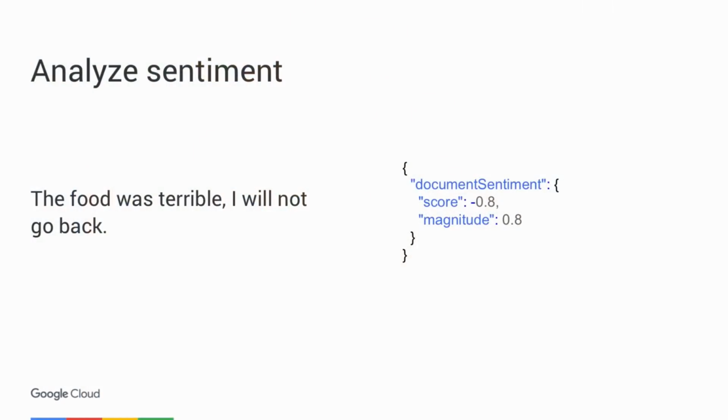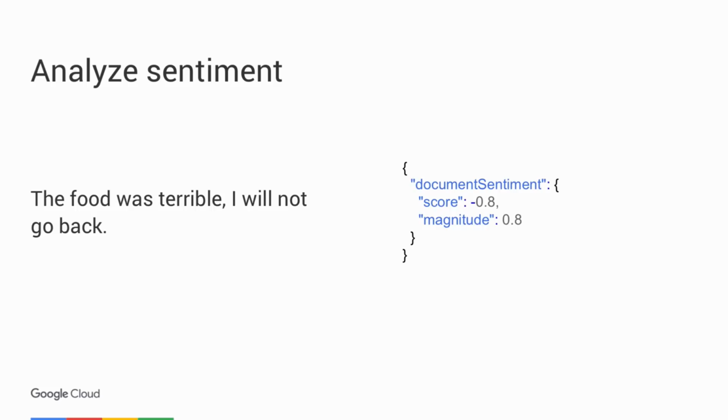Now, if your entities don't have a Wikipedia page, the entity method will still return an entity for them, but it won't have any metadata associated with it. So if it mentioned my name in this sentence, I would still get an entity returned from the Natural Language API, but the metadata would be empty because I don't have a Wikipedia page yet.